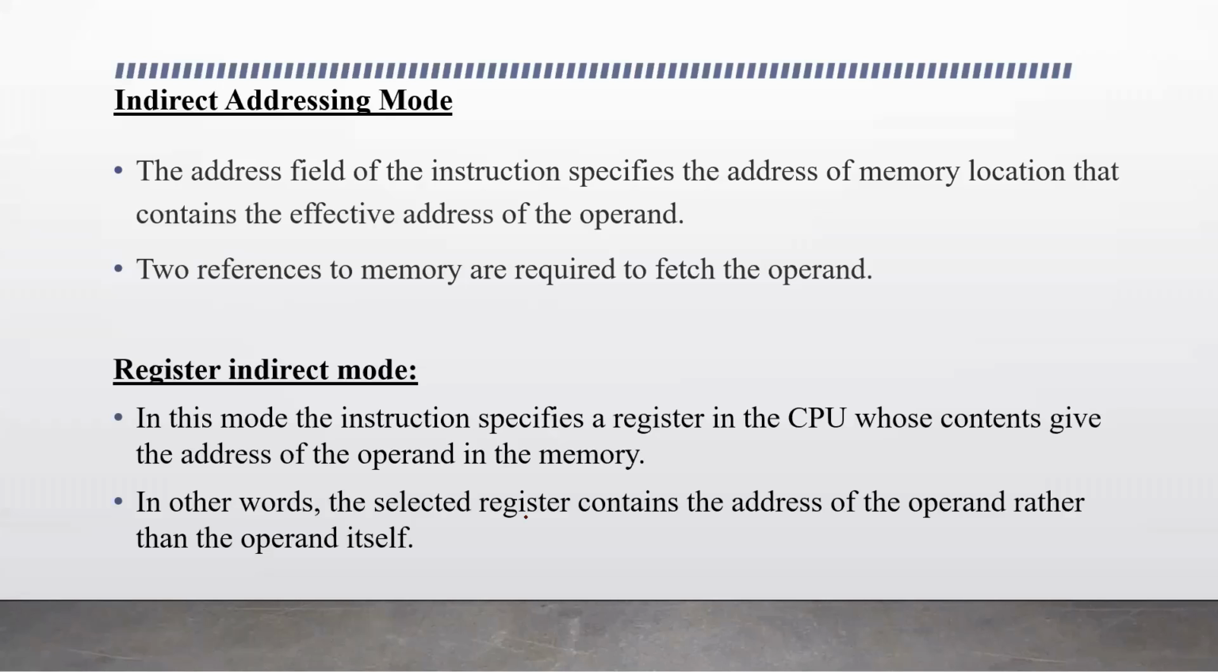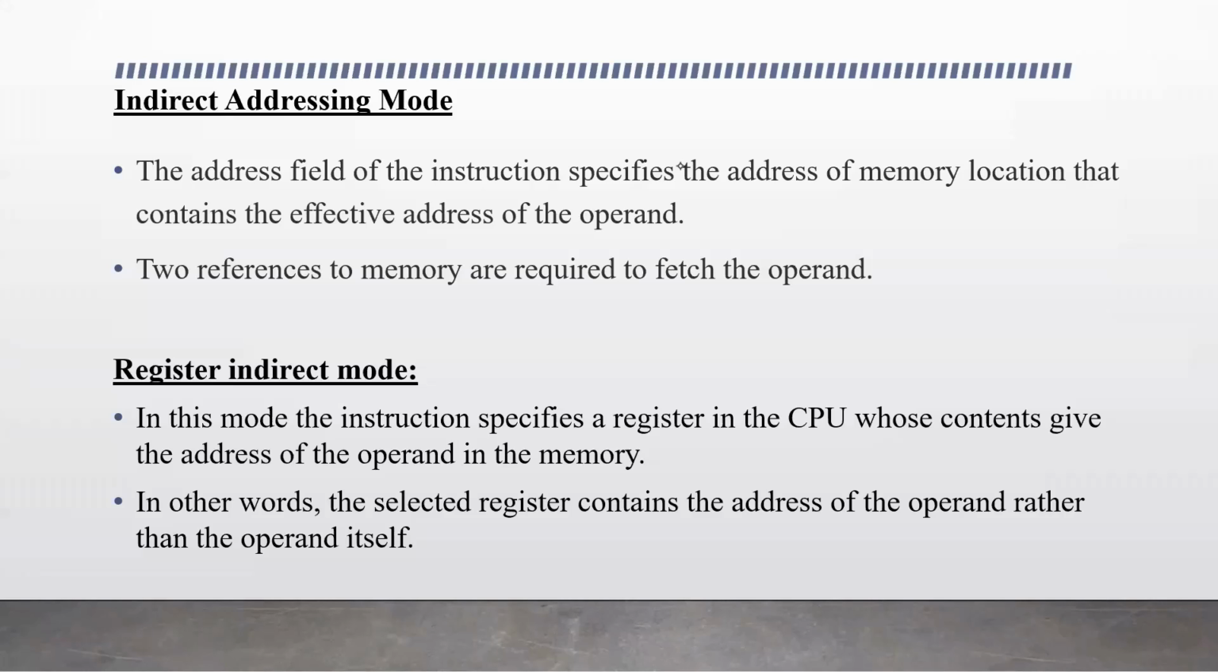And the other type of addressing mode is indirect addressing mode. In indirect addressing mode, the address field will not have the effective address of the operand. The address field will have the location of the effective address, where the effective address is stored. It may be in memory or in a register. So the address field of the indirect addressing mode instruction will have the address of the effective address. So we need to locate the effective address first. That is the first step. And the second step is to locate the operand.